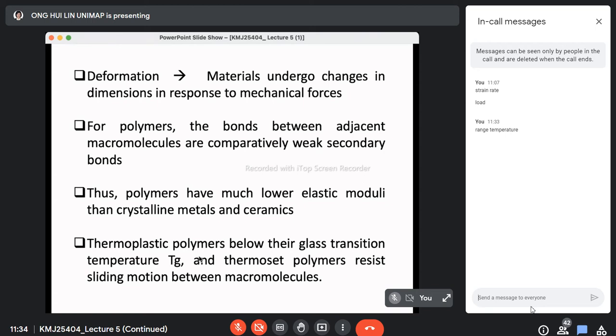So some manufacturers in the industry have to be very careful if their product is very sensitive to temperature. They have to report the initial Tg to the customer. Please don't use this product at this temperature, because the polymer has started to slide, and then it will quickly initiate failure.